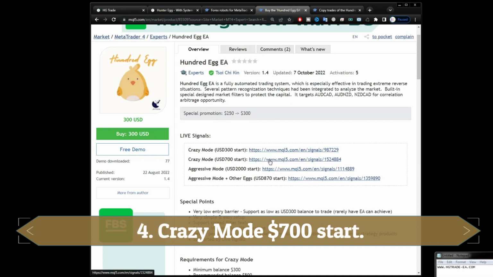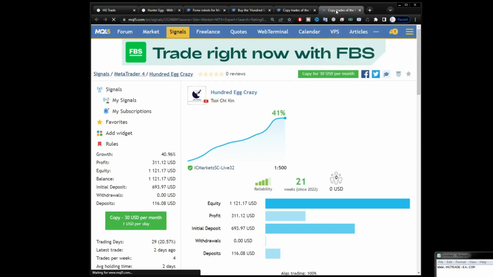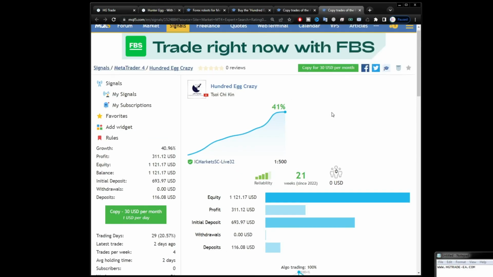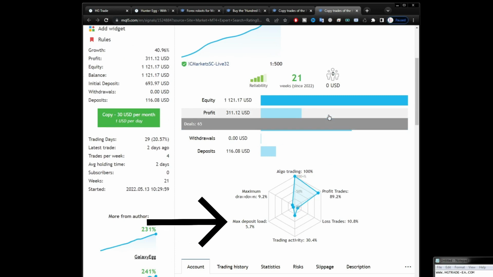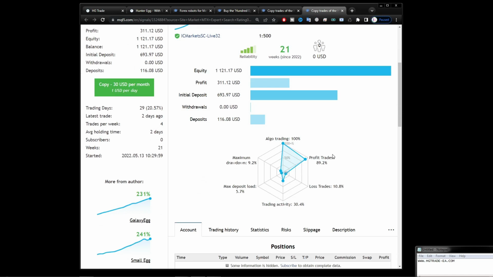(4) Crazy Mode $700 start. Okay, next I will check the results of the $700 capital Crazy Mode. Here I get information on the total profit achieved, which is 41%, with a fairly small drawdown of 9.2%.